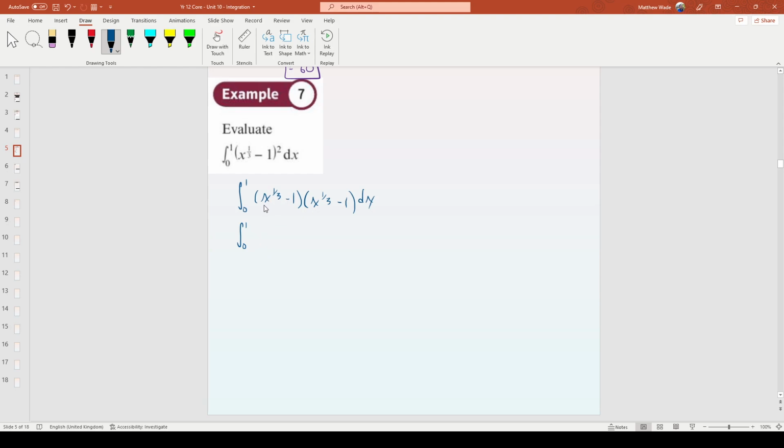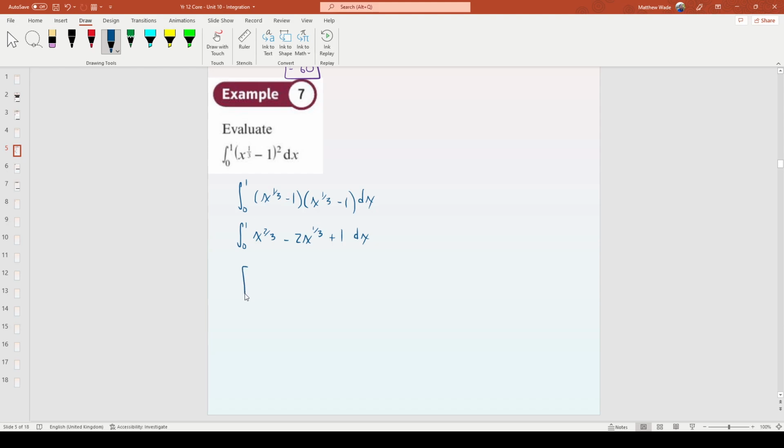And here we go. Ready to times out. x to the 1/3, x to the 1/3. You add the powers. It's going to be x to the power of 2/3. Then you're going to get minus x to the 1/3 minus another x to the 1/3. So it's minus 2 x to the 1/3. And the final one is a minus 1 times a minus 1, which of course is a plus 1 dx. Don't forget that because you need it to make sense. Cool. Next step, what we're going to do now is actually integrate.